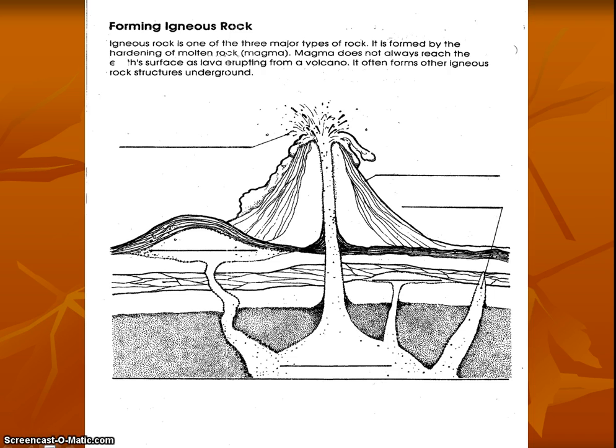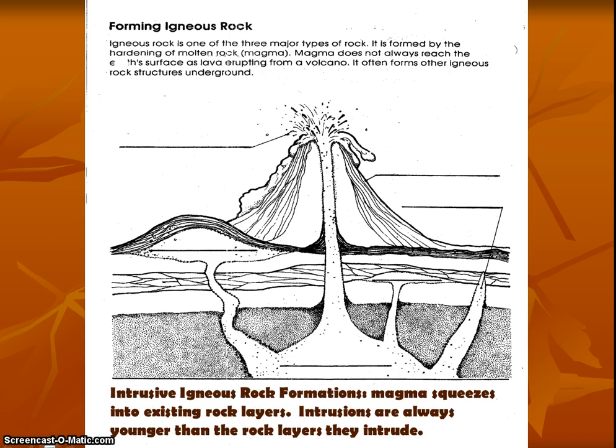First of all, we want to have the definition of what an igneous rock intrusion is. So we've got down here intrusive igneous rock formations. These are often referred to as igneous rock intrusions. Now these occur when magma squeezes into existing rock layers. Intrusions are always younger than the rock layers they intrude. I'll give you a moment to get that written down.